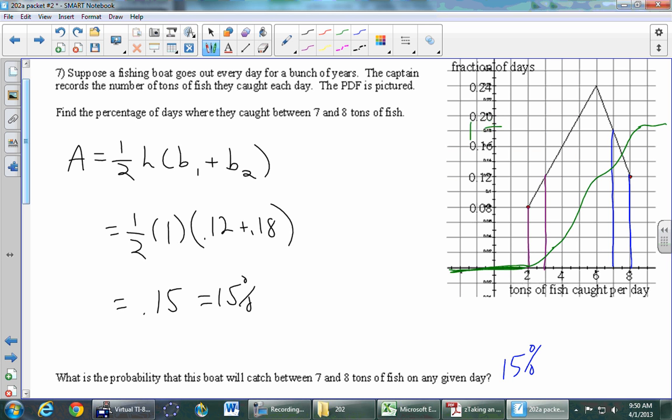And it's supposed to represent the probability that you catch less than some number. What percentage of the time do we catch less than 8 tons? 100% of the time. So as soon as we get to 8, we've got 100% of the days, and it's just a matter of how they are distributed in between. Okay, we'll pick up there next time.